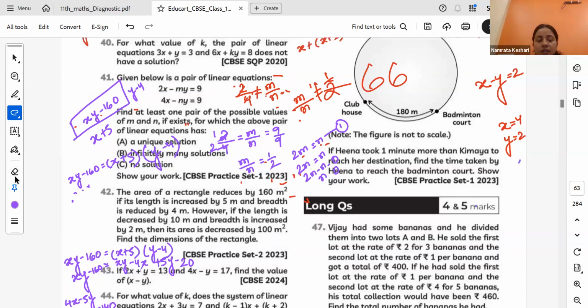You are not getting it, Rayan? See here, all of a sudden it says that the area is changed by 160. So let's assume the actual scenario we are having, where the length is x and the breadth is y and the area is xy. If the area reduces by 160, then now the area became xy minus 160. So you got it, Ritvika? Okay. This is our first equation: 4x minus 5y is equal to 140.